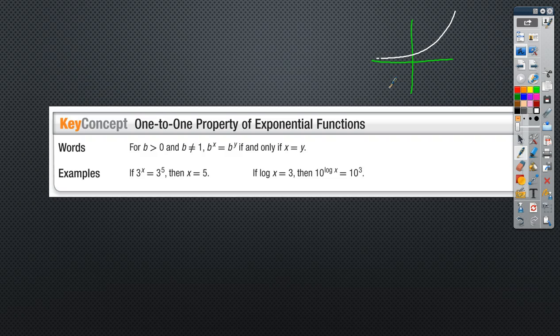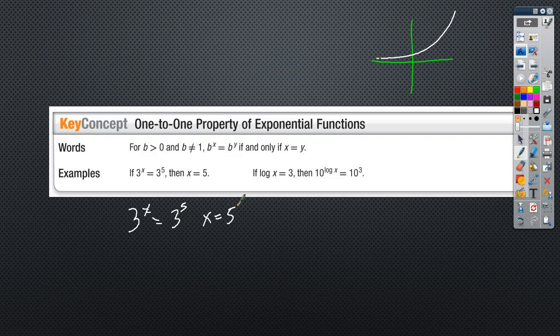So what does that give us the power to do? If I have 3 to some power equal to 3 to the 5th, and they're equal, I can easily say x is equal to 5.